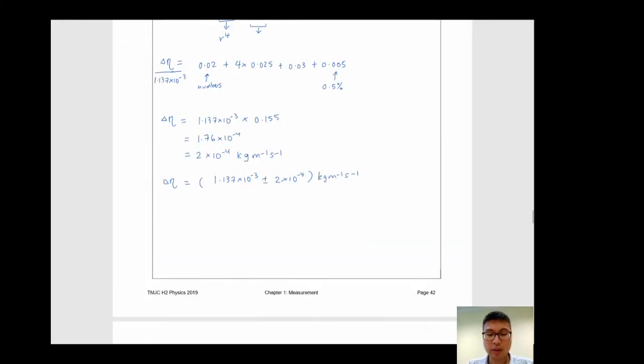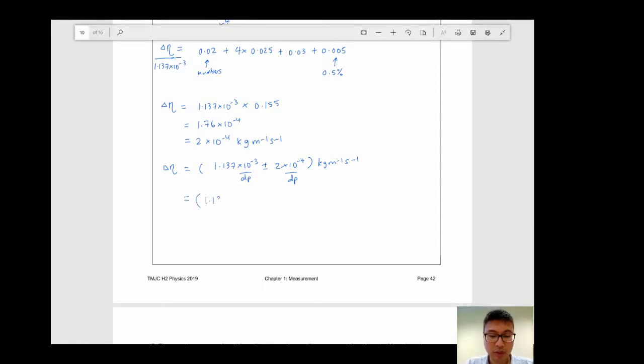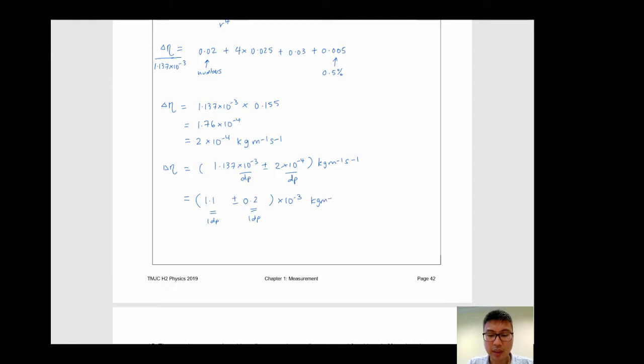Now, straight away, you'll find that there is something wrong with this answer because it's to the wrong decimal place. So we need to convert them to the correct decimal place, and we shall use times 10 to the power of 3 as the decimal place. So the first thing we do is convert the uncertainty into 10 to the minus 3, so that's 0.2 times 10 to the minus 3. Now, because this is 1 dp, we also have to keep this to 1 dp. And that will be the answer.